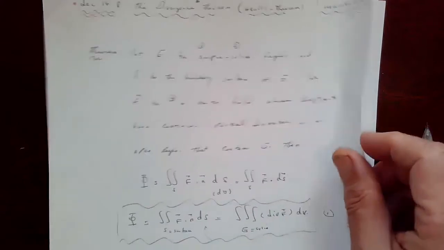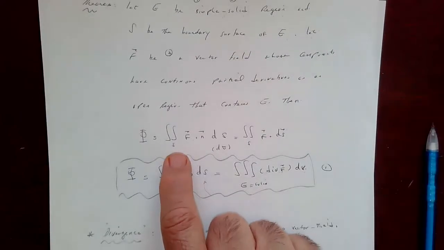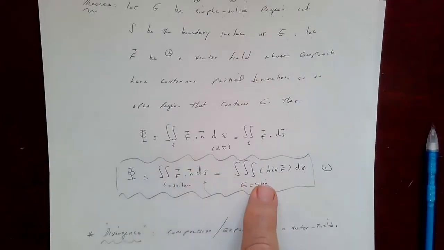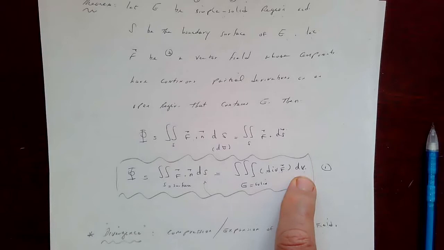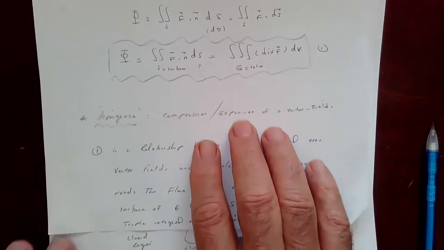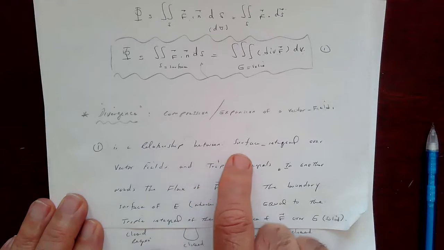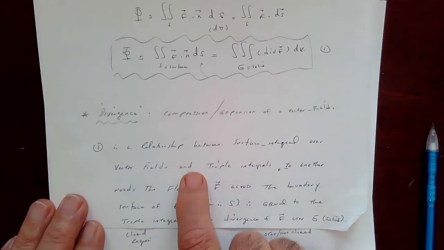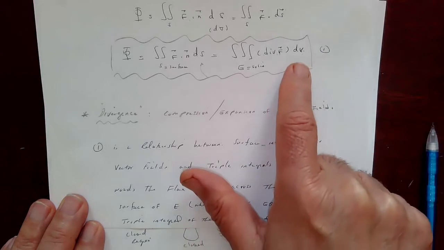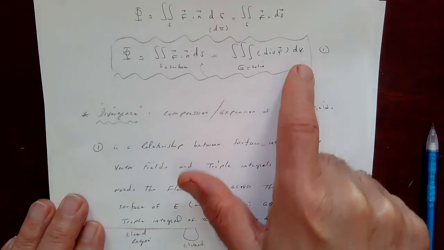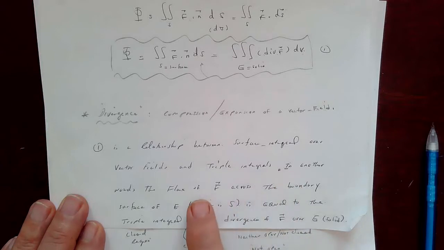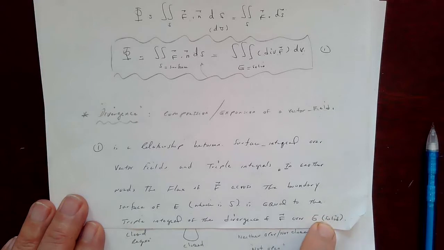If that's the case, the flux integral, which we learned in the previous section, can be related to the triple integral of the divergence of the vector field over the volume element. In other words, the divergence theorem is a relationship between a surface integral over a vector field and a triple integral over the what? Volume of the solid. dV is volume, remember? So the flux of F across the boundary surface of E, which happens to be S, is equal to the triple integral of the divergence of F over the volume of the solid.